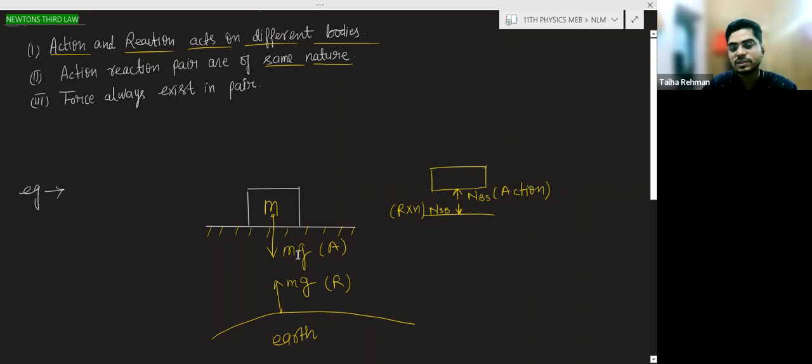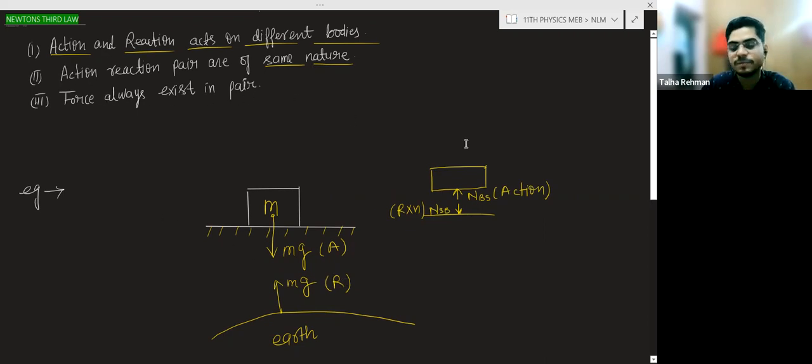This is a gravitational force. Action force is the gravitational force, and reaction force is a gravitational force. Means action force and reaction force are of the same nature. So action force here is a normal reaction, and reaction force is here a normal reaction. Action force here is the gravitational force, and reaction force is the gravitational force.